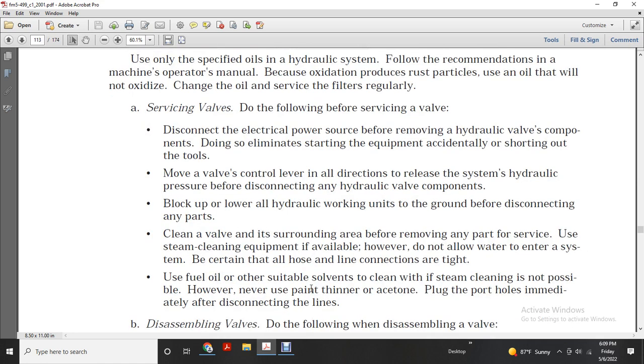Use steam cleaning equipment if available. Do not allow water to enter the system. Be certain that all the hose and line connections are tight. Use fuel oil and other suitable solvent to clean.